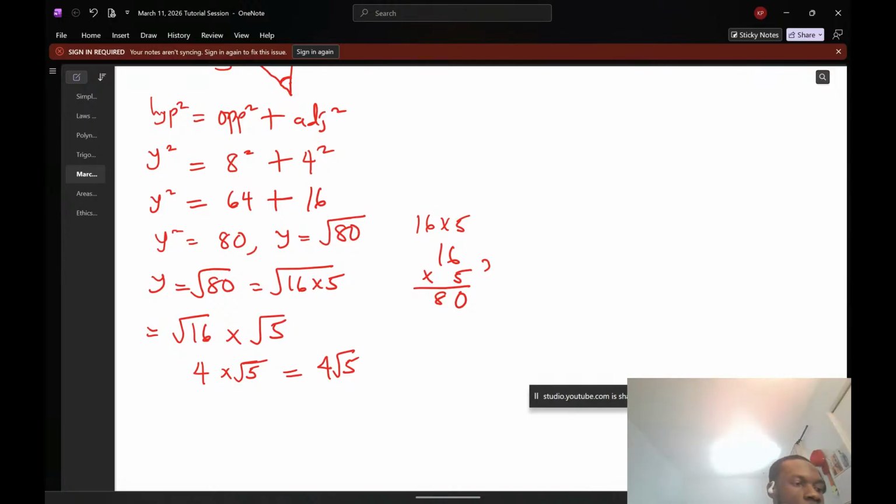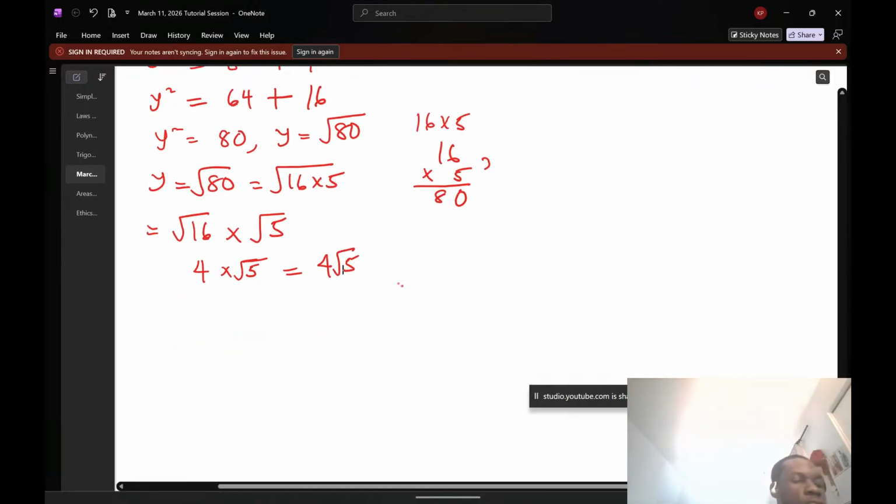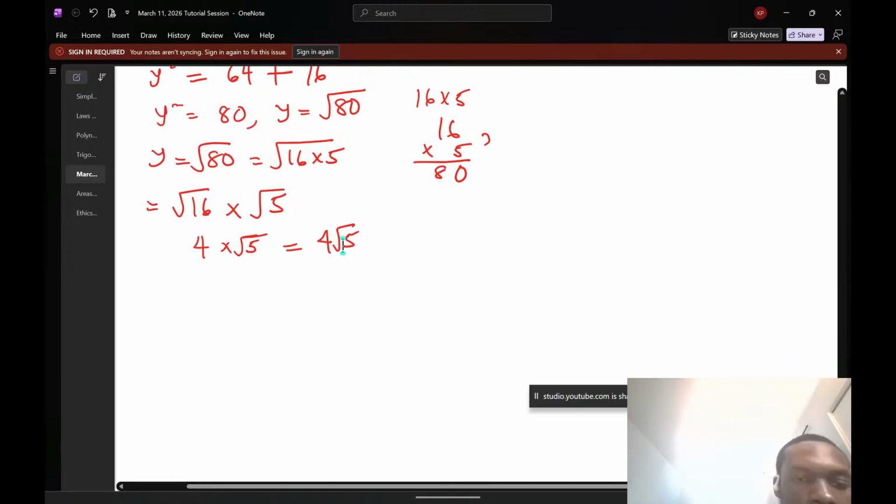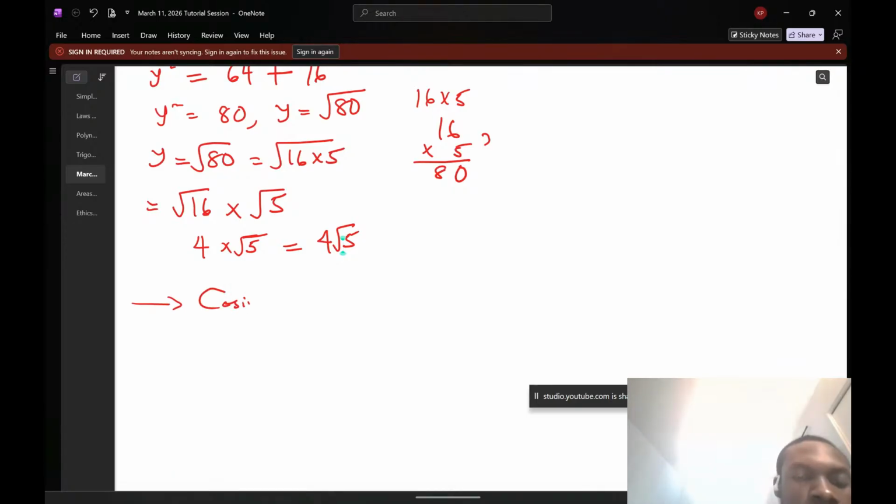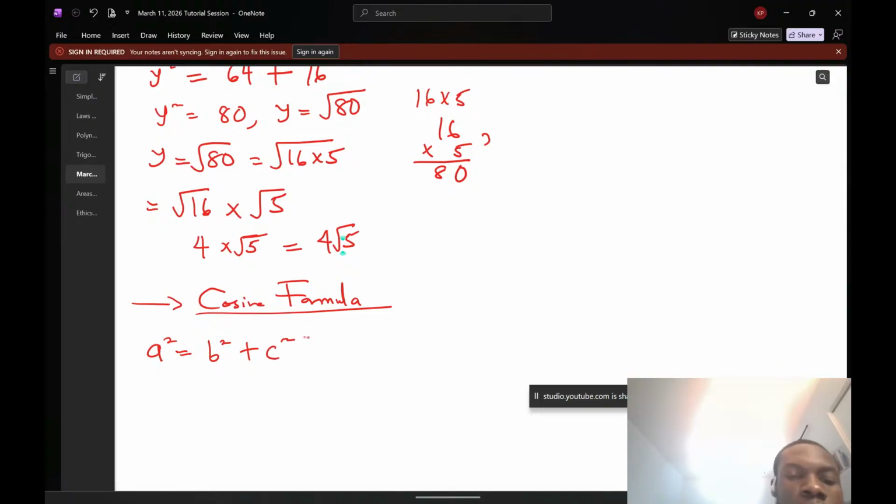So now I want to talk about the cosine formula. Sometimes when you're working with questions that have to do with bearing and distance, to find the distance of another part, we mostly use the cosine formula. We also have the sine formula too. So the cosine formula is, let's say, a squared is equal to b squared plus c squared minus 2bc cos theta.